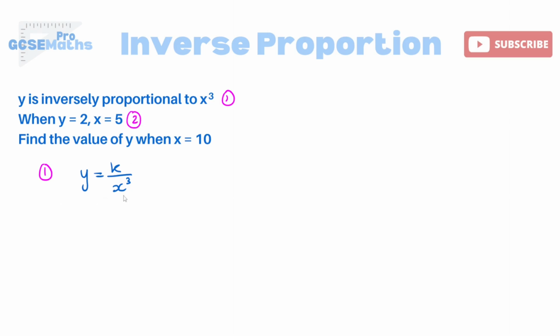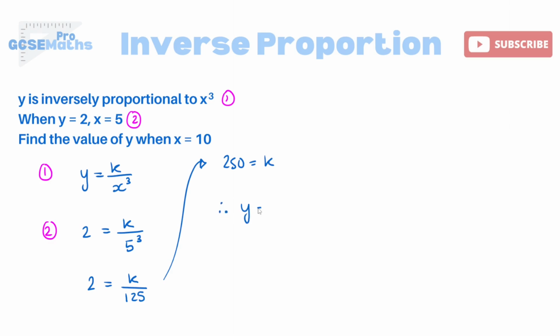Step 2, use the matching pair of values to find out the value of k. So when y is 2, x is 5, and again remember we're now going to cube the 5. It's not just 5, it is 5 cubed. So 5 cubed is 125, so we've got k over 125. And obviously then just solve it as we did before. Let's bring this up here. If I multiply by 125, I get 250 for k. So therefore, my formula is y is equal to 250 over x cubed. Now for step 3, I can actually answer the question. What have they asked me to work out?